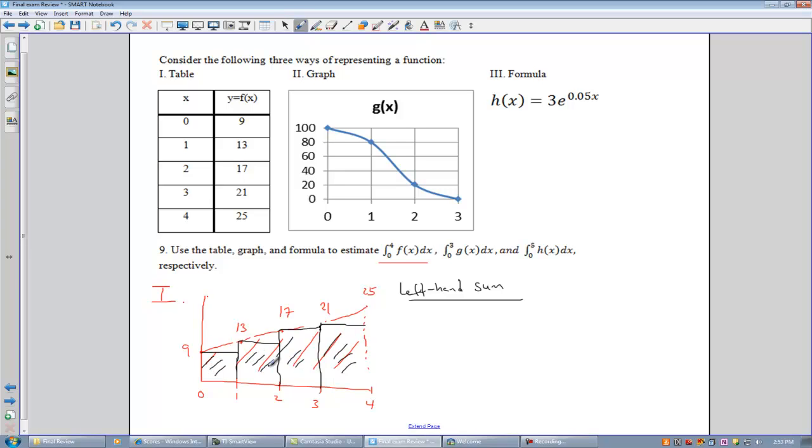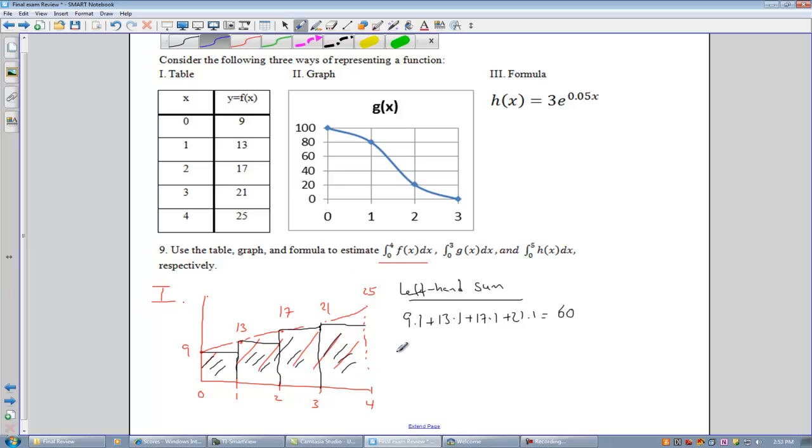So to figure these out, I just want to add up all the various areas. For the first one, the height is 9 and length is 1, so I have 9 times 1, plus 13 times 1, that's this one, plus 17 times 1, plus 21 times 1. You can put this into your calculator and you should get 60. Right, that's using the left-hand sum.